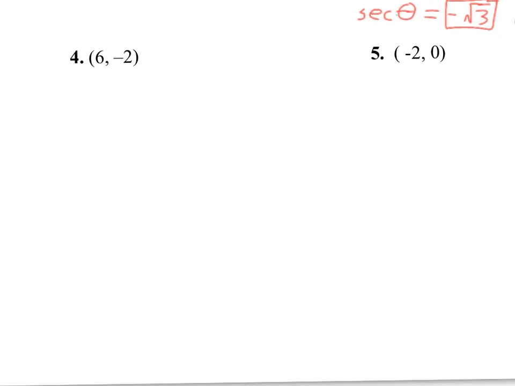Alright, so number 4, I'll draw the triangle for you guys. Number 4 is in quadrant 4. So if that's 6, and we go down to negative 2, we have a point in quadrant 4. Drawing the triangle using the origin, and then always using the x-axis. So this length is 2, this length is 6.